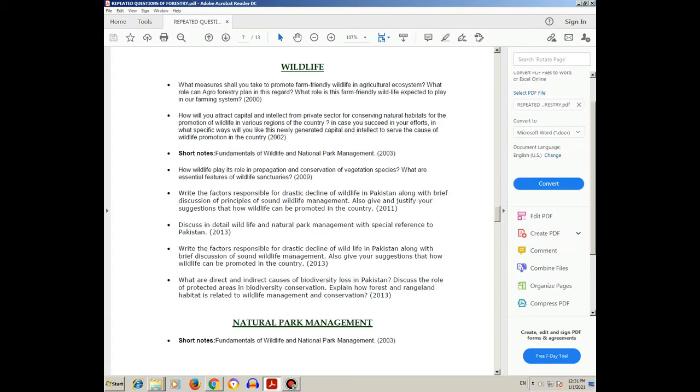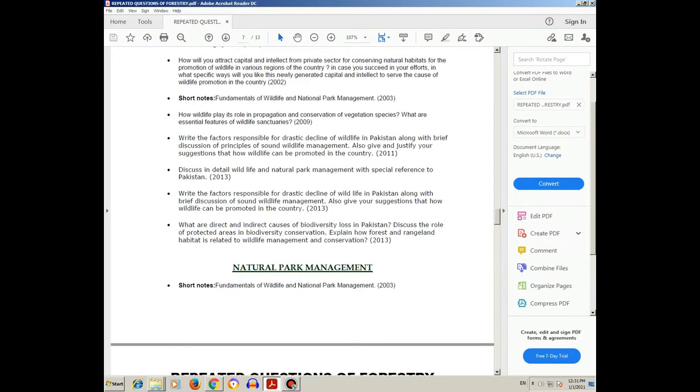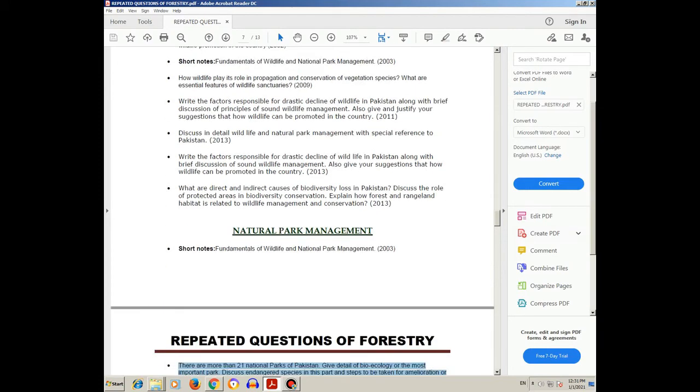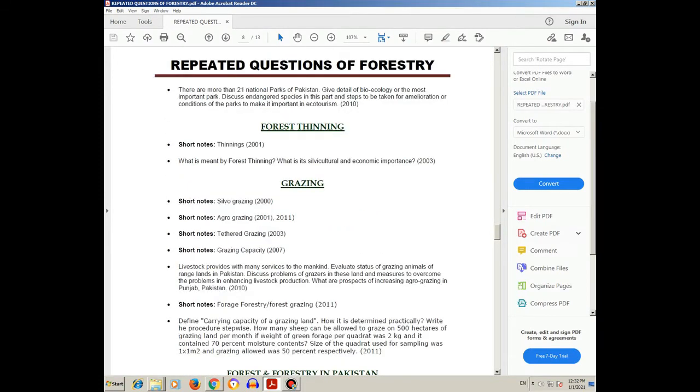2013 National Park Management. Short Notes, Fundamentals of Wildlife and National Park Management. 2003 There are more than 21 national parks in Pakistan. Give details of the bioecology of the most important park. Discuss endangered species in this park and steps to be taken for amelioration of conditions of the park to make it important in ecotourism.